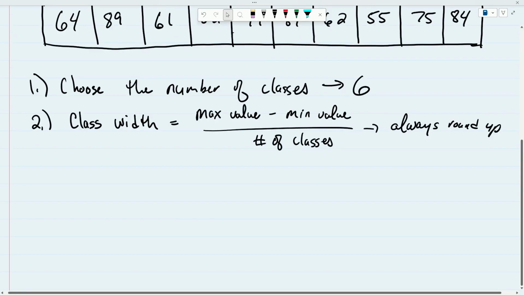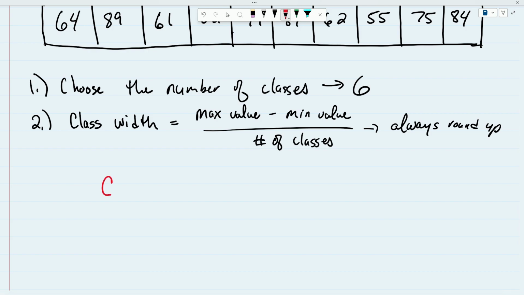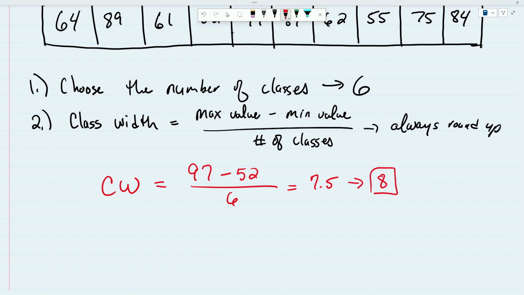Okay. So for us, let's go ahead. Let's look at what we have here. So it looks like the maximum value is going to be, I'll just put CW equals, maximum value is 92. Oh, sorry, 97. My bad. Minus the minimum value is 52. And we're going to divide this by 6. So that's going to give us 7.5, which we're going to round up to 8. So 8 is going to be our class width.